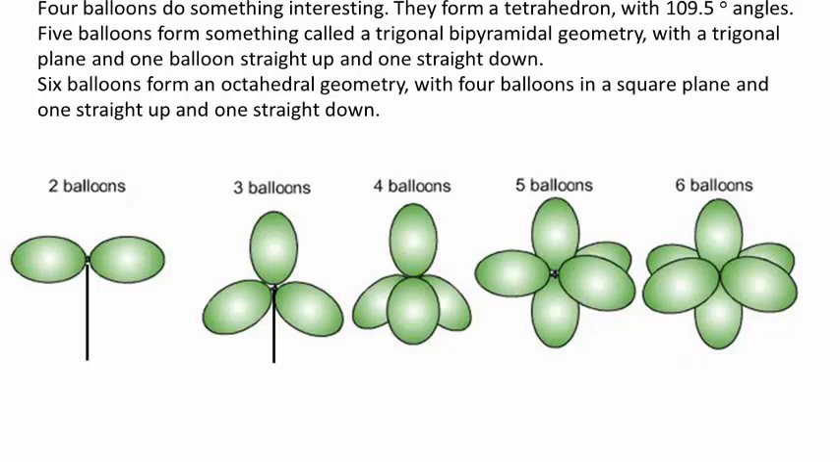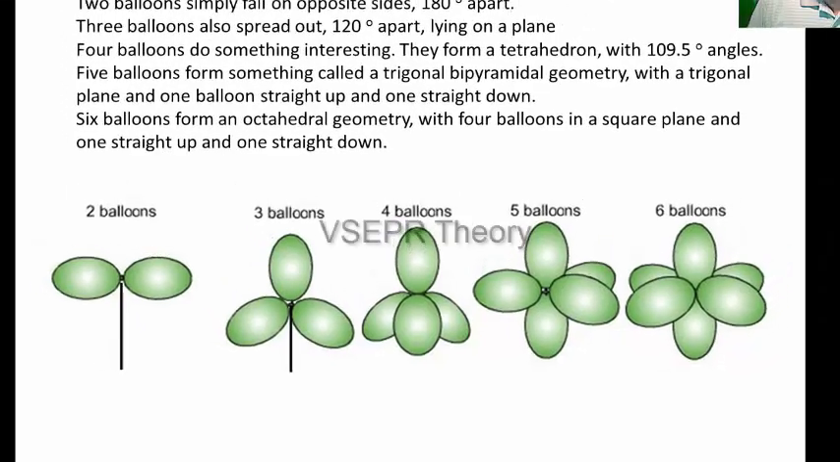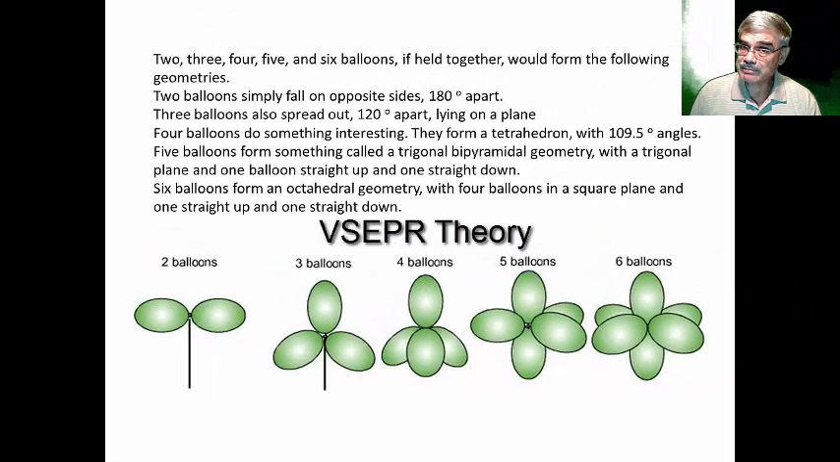So this basically is the model that describes the shapes of molecules. Now I've given you a very simplified argument here, but this is called the valence shell electron pair repulsion theory for explaining the shapes of molecules.